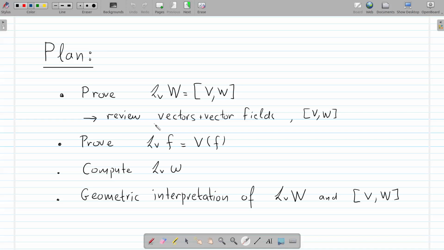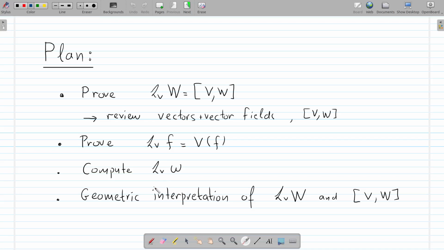So in this video, we will first prove that the Lie derivative of a vector field W with respect to a vector field V is equal to the commutator of the two fields. Then we will prove that the Lie derivative of a function is equal to the action of the vector field on the function. We will compute the Lie derivative of a one-form field with respect to a vector field.